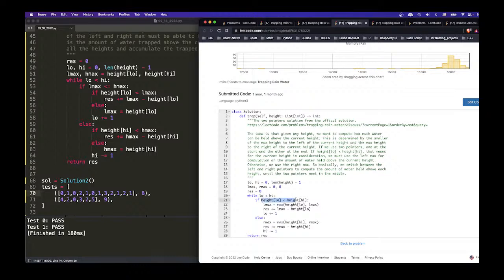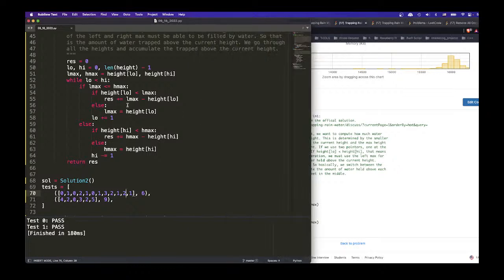I directly compare low and high. Okay. And then we update if low is smaller than high. Then we update the max, and then we use this and then low plus equals 1. Which one do you like best? Now this is actually the same. Like, you can see this is to update. They're essentially the same.